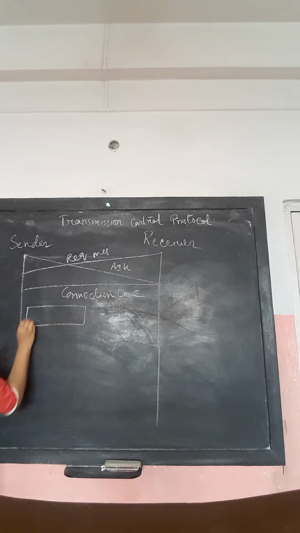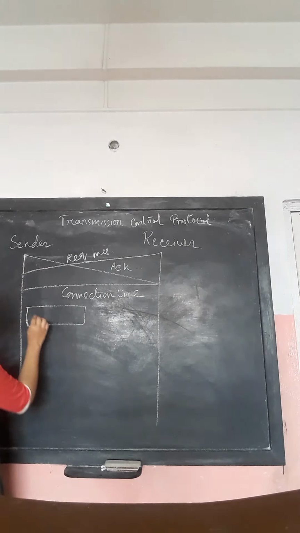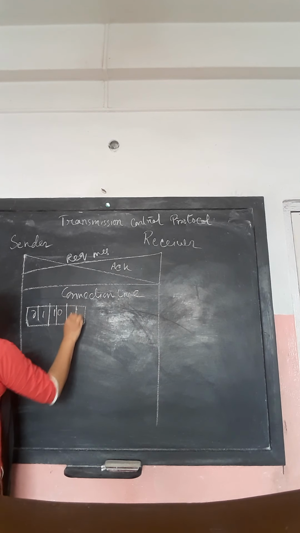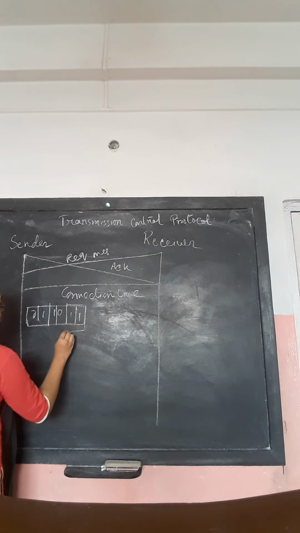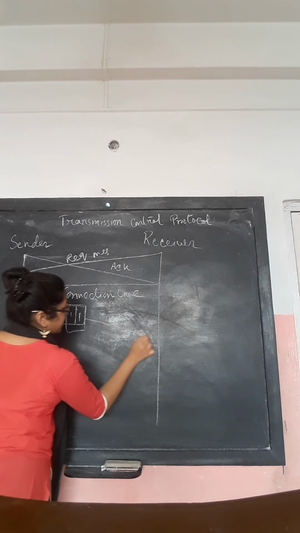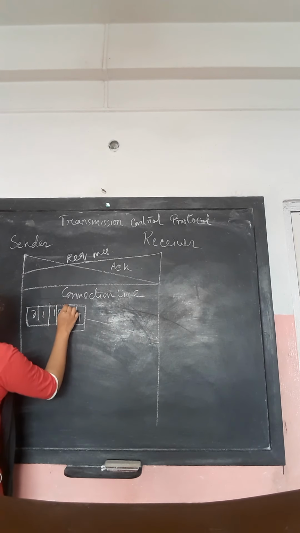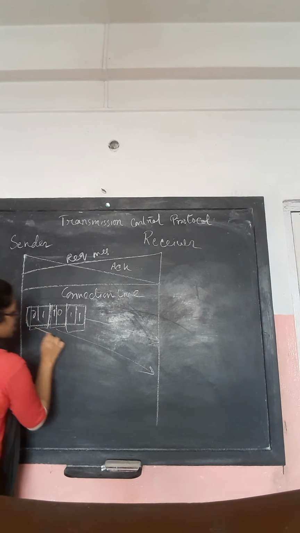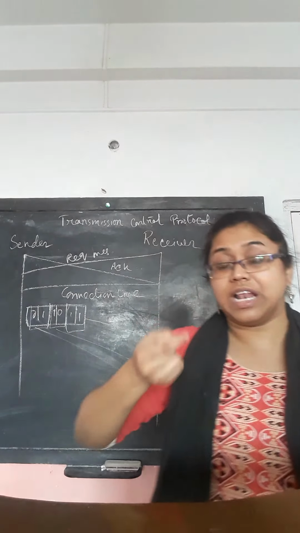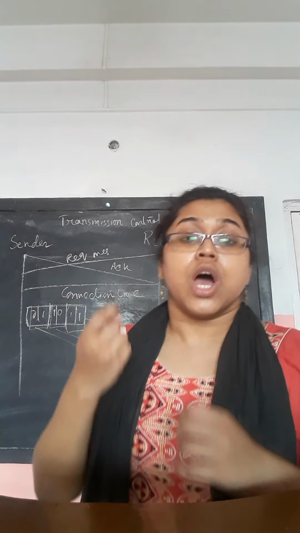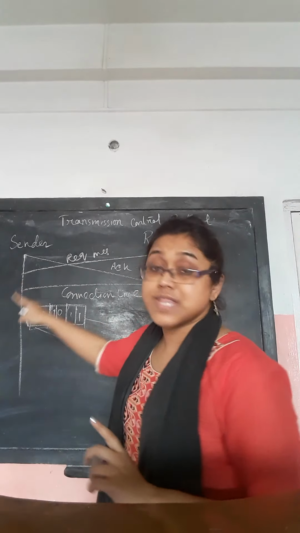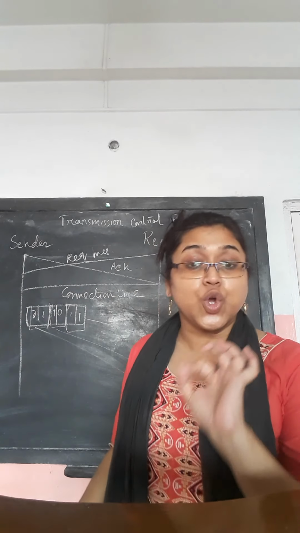First, this is my message. This is my message window: 0 1 1 0 and 1 1. Very beginning, this part will be transmitted first. It will be transmitted here. Then this part will be transmitted. Then this part will be transmitted. Each and every time when the receiver gets a packet of data, it will send an acknowledgement message to the sender that I have received your message.